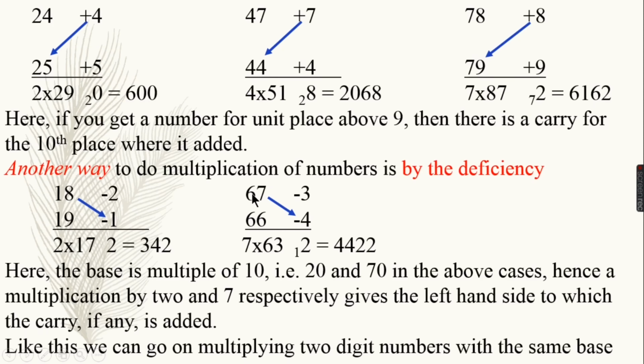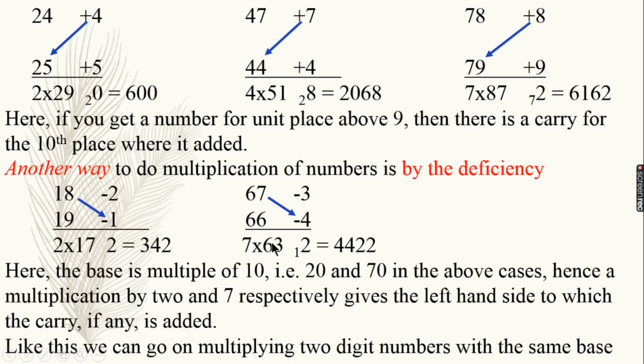Another example, 67 into 66. So it is deficient by 3 from 70, and this is deficient by 4 from 70. So 3 into 4 is 12. So 1 is the carry. Then 7 into 63, which comes from 67 minus 4 is 63.